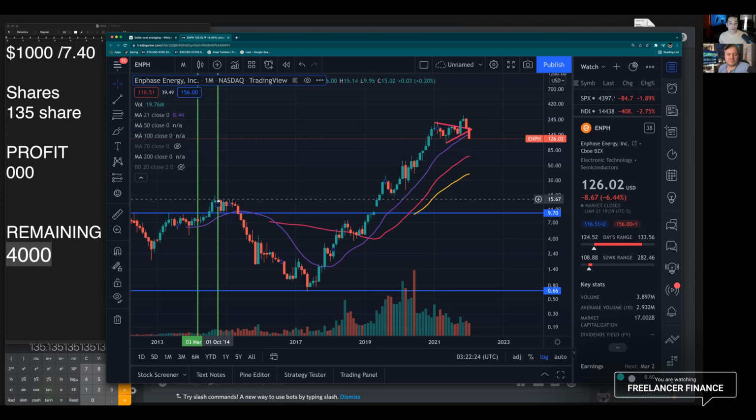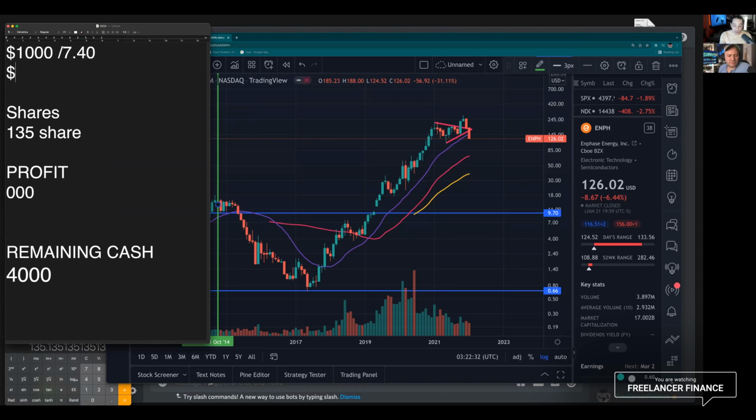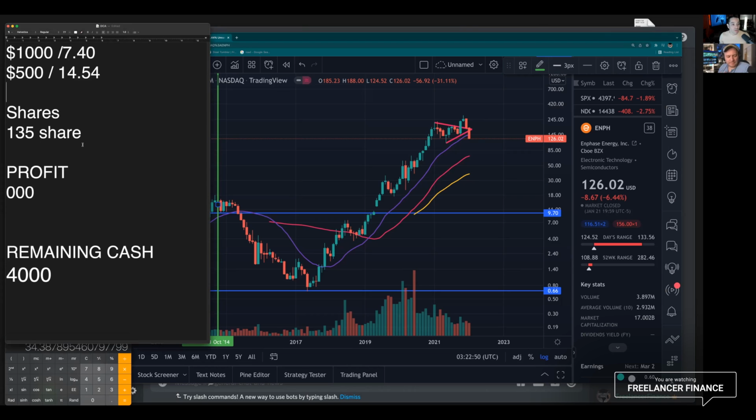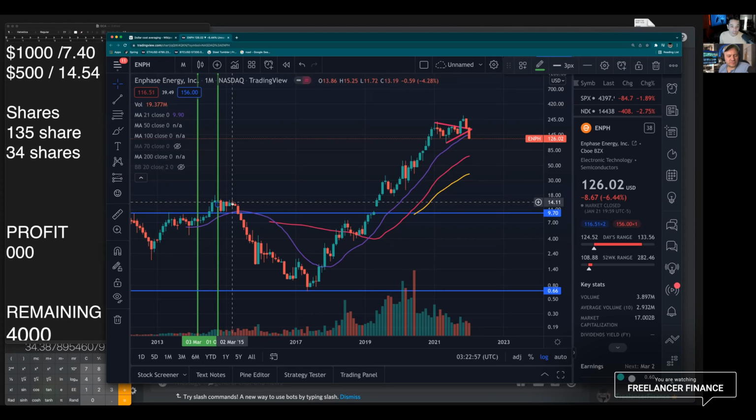But maybe you don't put $1,000 in here. Maybe you put $500. $500 at $14.54 would now give you an additional 34 shares. Now you continue to watch Enphase, and suddenly the market turns, and now your favorite stock that you started buying at $7 and bought as high as $14.54 goes all the way down to $1.68.